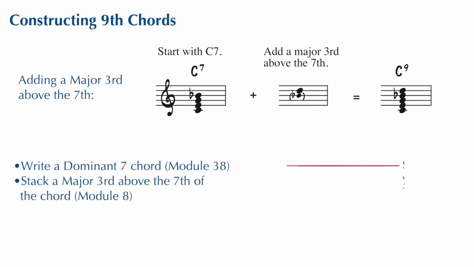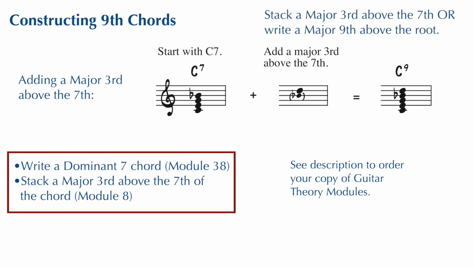I'm going to show you two ways you can construct 9th chords. The first way is to write a dominant 7 chord and then add a major third above the 7th of that chord. So let's say we wanted to build a C9 chord. The first thing we would do is write a C7 chord. That's going to be C, E, G, and B flat. Our next step is to add a major third above the 7th of the chord. The 7th is B flat. A major third above that is D. Stack that D on top of a C7 chord, and we have a C9 chord. C, E, G, B flat, and D.